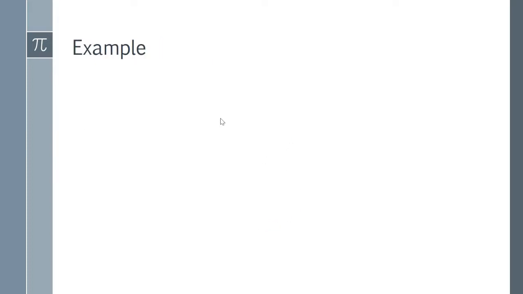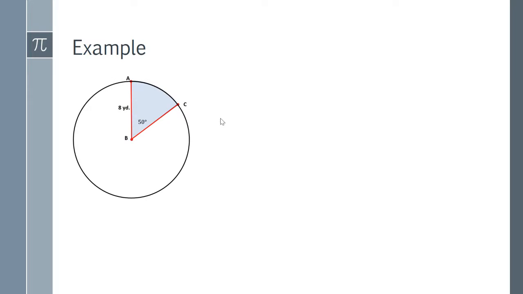So let's look at an example of how this is applied. So here is a circle. It has a sector bound by ABC with a central angle of 50 degrees and a radius of 8 yards. If we wanted to find the area of that sector, we're going to apply our formula. So we're going to find the measure of arc AC, divide that by 360 and multiply by pi r squared.